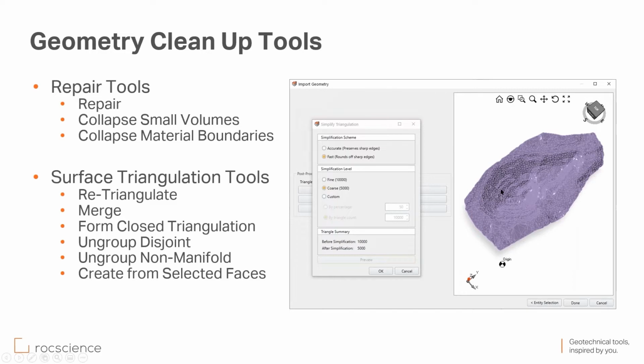I have to add that the repair tools, the one that I showed before, by clicking on repair, do one step of retriangulating the surfaces. But if you want to modify it more, you have to use this simplify triangulation option.